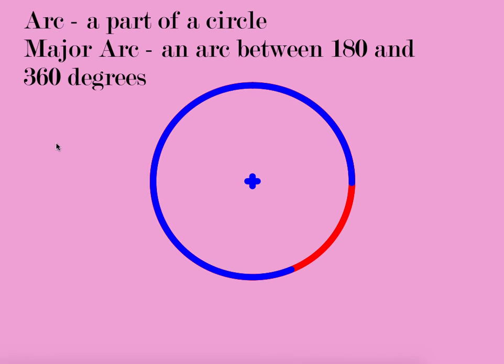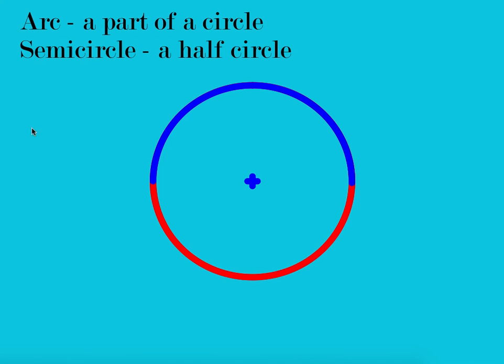The major arc is an arc that is between 180 and 360 degrees. So remember, my circle was red to begin with, and so this blue is my major arc because it's greater than 180. And again, that special case that we have is a semicircle, and that's half a circle, which means that it's exactly 180 degrees. So either the blue or the red here are considered semicircles.